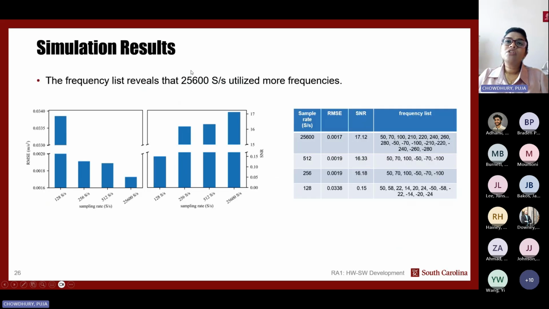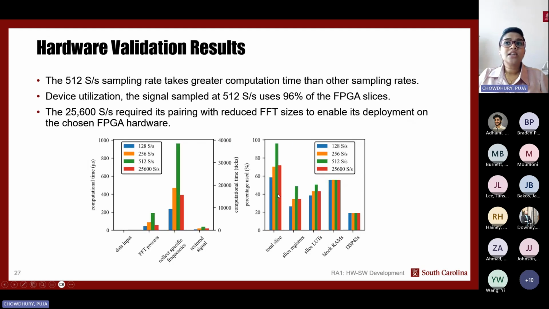Now look at the simulation results for this purpose. In the simulation results, we can see for the highest sample rate, even in the table, when it is 25,000, the SNR and RMS are pretty good. And in the case of the lowest sample rate, 128, the performance is worse, even in the numerical numbers, even in the bar plot. But what is happening in the hardware? That is the main focus of this hardware implementation.